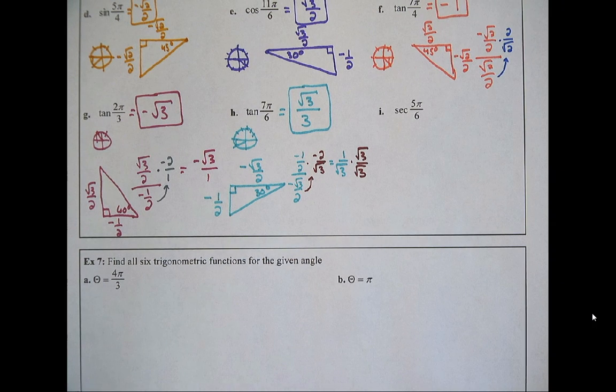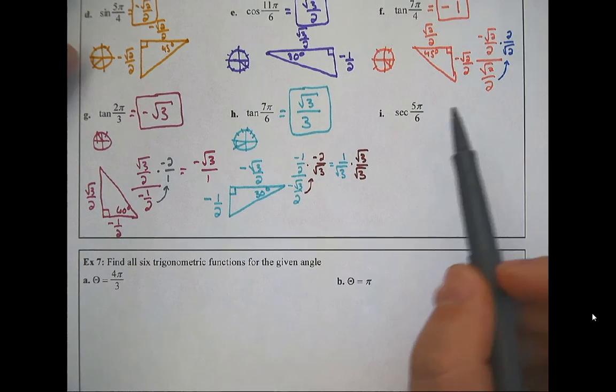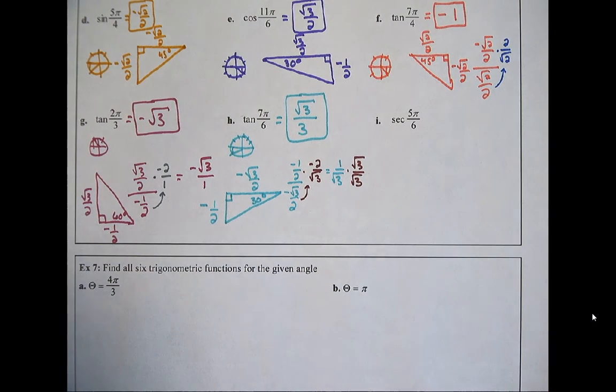All right, now we've got secant coming up. Well, look, secant, cosecant, and cotangent are just reciprocals of the regular trig functions. So you're going to take your regular trig function and just flip it over, reciprocal it. So let me show you what I'm talking about. First of all, I'm going to figure out where 5 pi over 6 is.